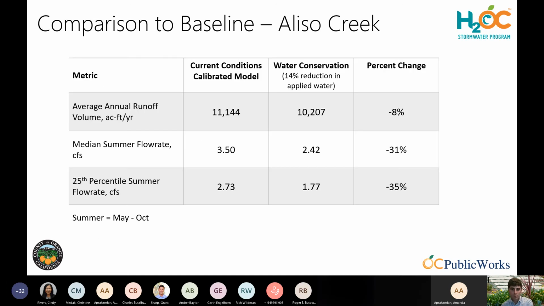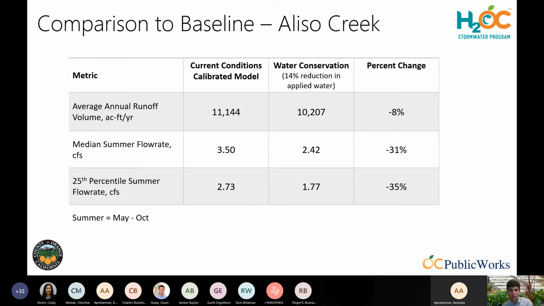So first I'll start with ELISO, which was based on the LSPC model. We saw that average annual runoff volume, as we expect, would go down a little bit in the model. One thing that we didn't entirely expect, but we saw, is that the 14% reduction in applied water on an average annual basis turned into a little bit exaggerated in terms of summer stream flow. So we saw a more significant reduction, and this could come a couple ways.